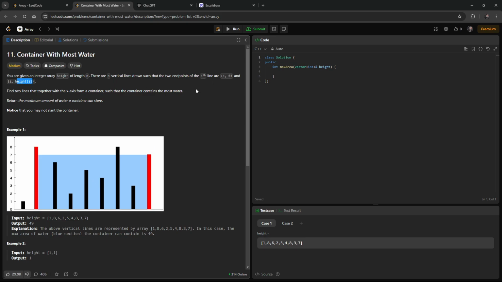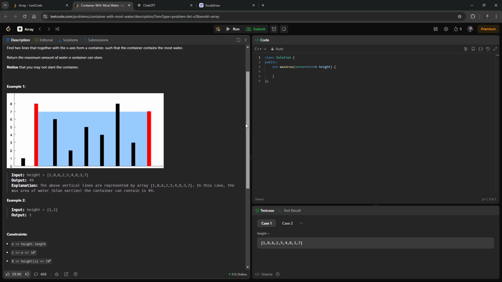So it means that the height of each line is given by the value of height[i]. Find two lines that together with the x-axis form a container, such that the container contains the most water. Return the maximum amount of water a container can store. Notice that you may not slant the container.